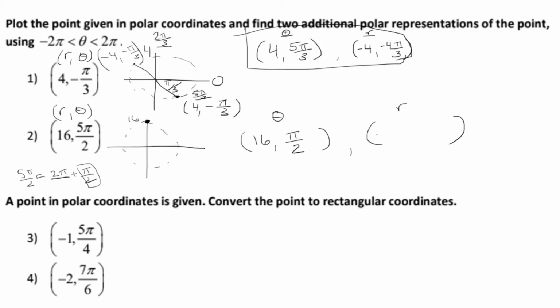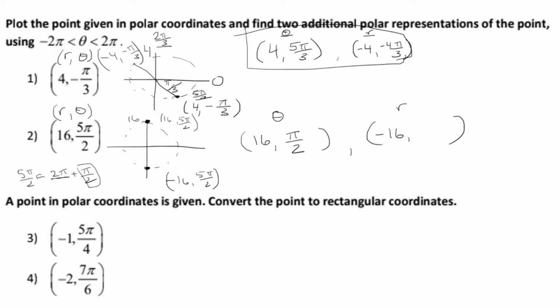Okay, if r is negative 16, we have to change the sign. Currently r is positive 16, so you have to make it negative 16. Well, what happens to theta? Let's pretend we have negative 16 comma 5 pi over 2. Let's say we just changed r. That would take us over here. This is 16 comma 5 pi over 2.